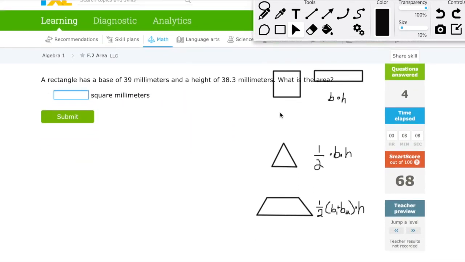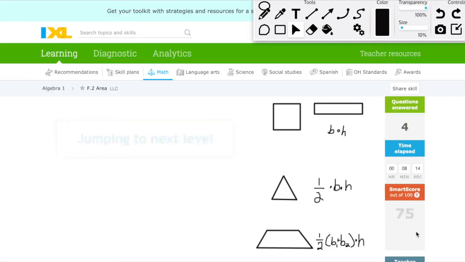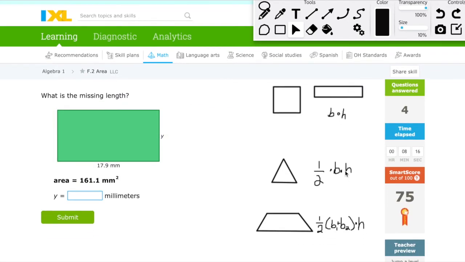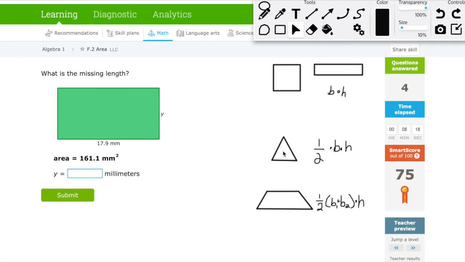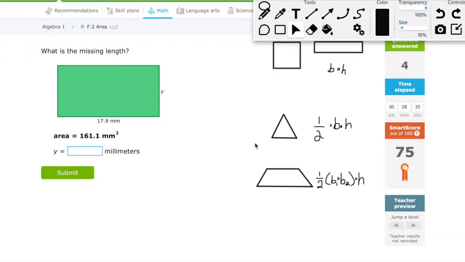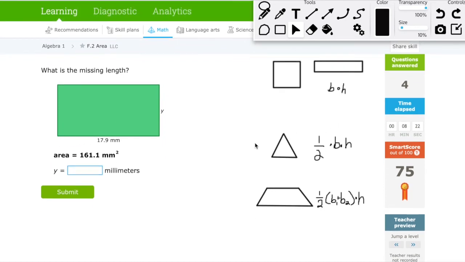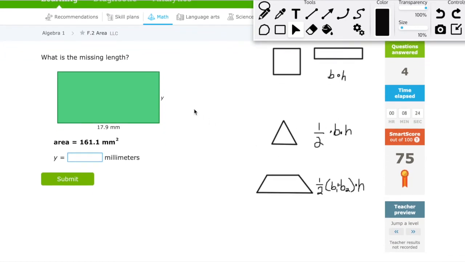Here's one with no picture. Rectangle is 39 and height is 38. Okay, same idea. Are they going to throw any trapezoids at us or anything like that? Oh, okay, here's one that's a little different. We'll do this as the last one, unless we can find a trapezoid problem quickly.